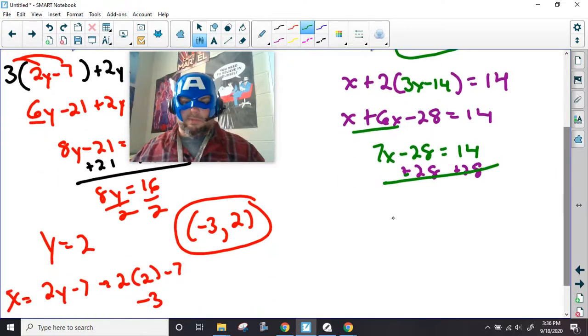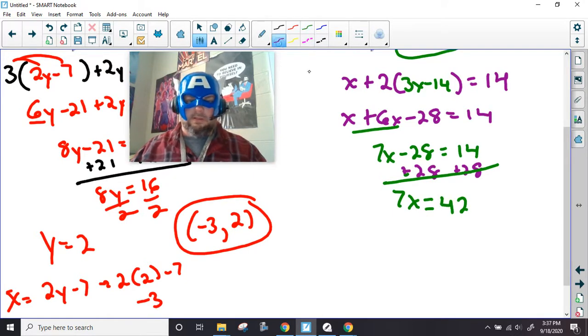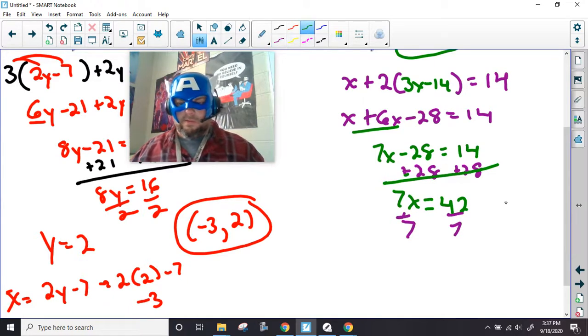Oh, I went through it. I don't care. We know what that number is. So this is a 42, and here divided by 7. So we know that x equals 6. Okay, so we know that's what it is.